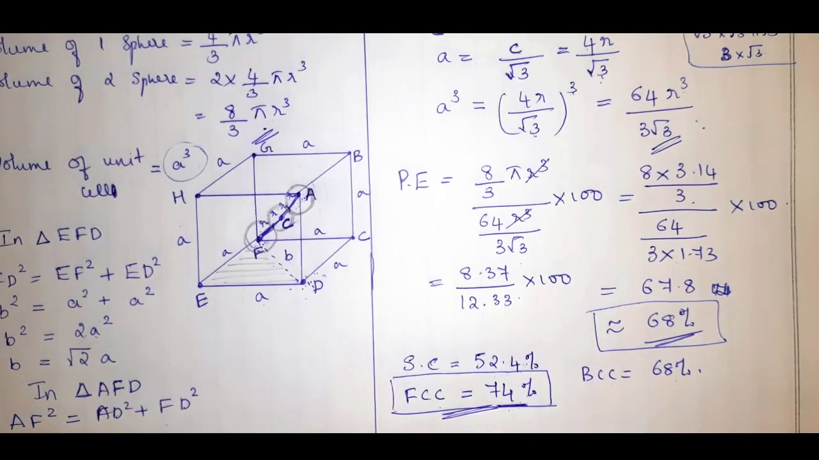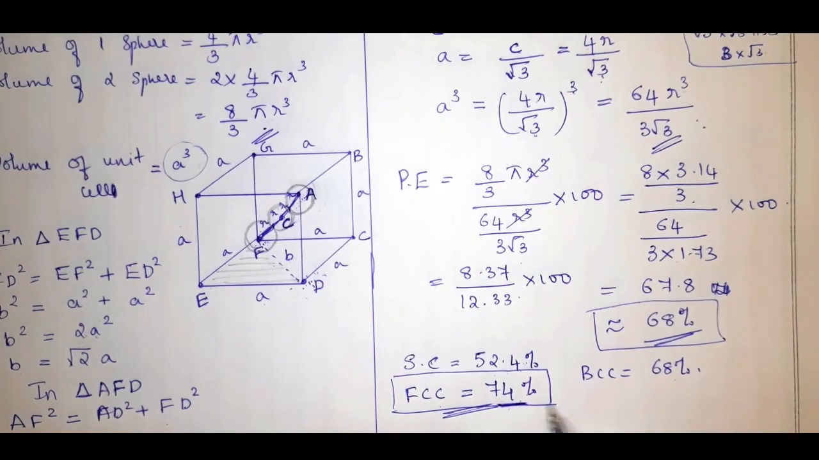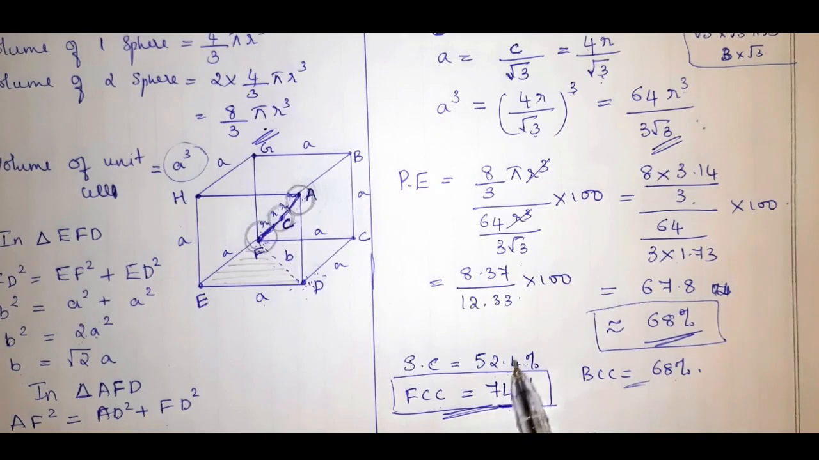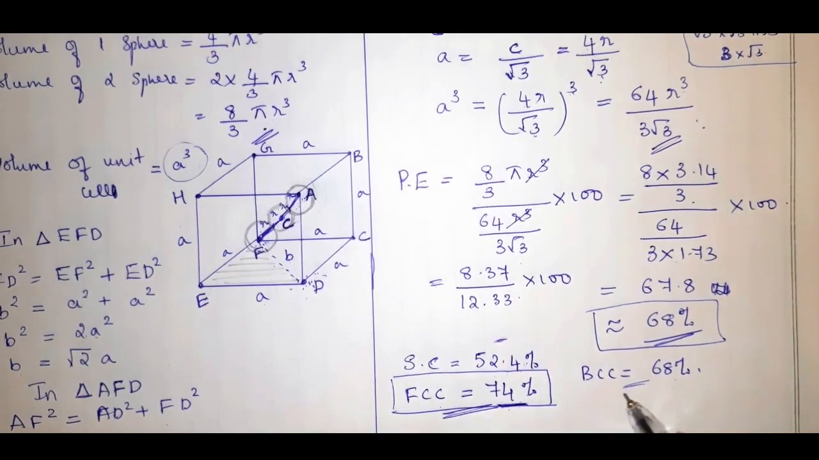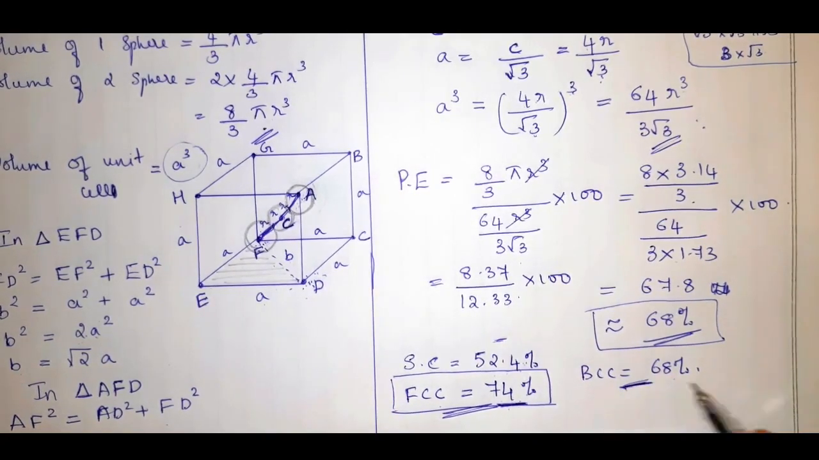I have already said that the free space or void should be less for efficient packing. So in FCC, the voids or free space are less compared to BCC and simple cube. The second most efficient is BCC, then the last is simple cube.